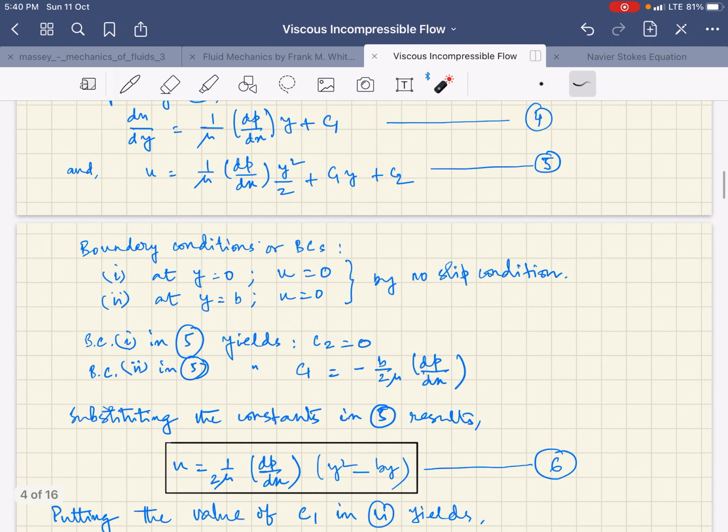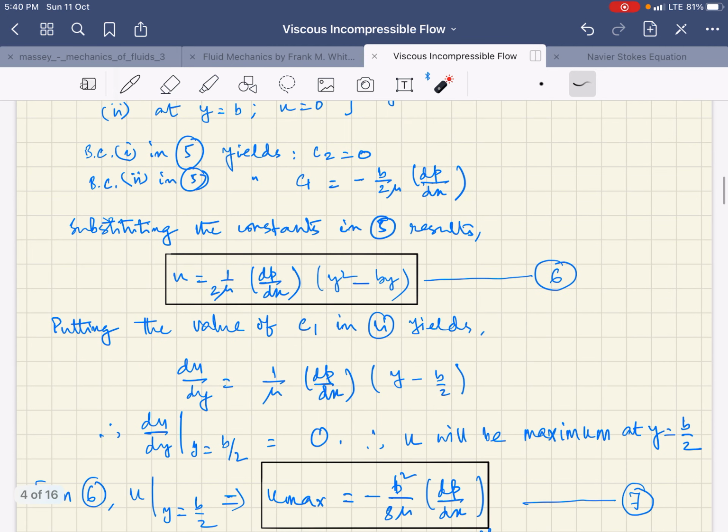So once you have these two conditions known, you have two equations with two unknowns, so you can solve it very easily, and that leads to C2 equals 0 and C1 equals minus b by 2 mu dp dx. If you substitute these two constants in equation 5, it will give you ultimately the velocity profile, and this is the expression in this black box.